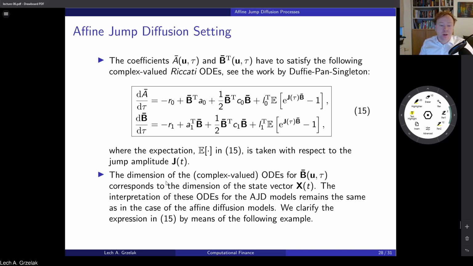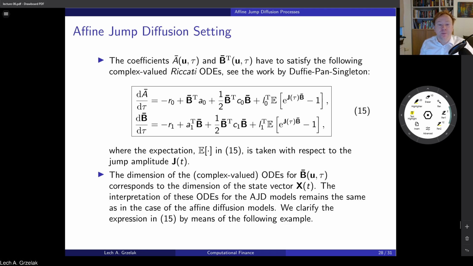The dimension of the complex valued ODEs, complex valued because we will have many i's, so it's a complex value for B, corresponds to the dimension of the variable x. So already, as we have seen in the previous example, the size of B depends on how many SDEs we have in our system of SDEs, and the size of U depends on what output, what characteristic function, in which dimension we want to see it.